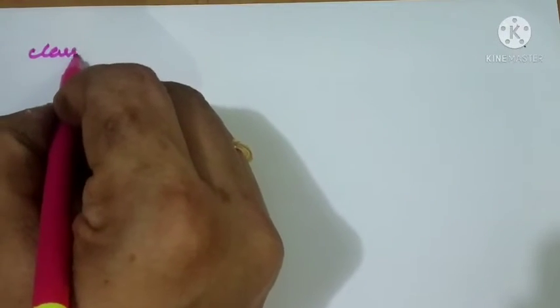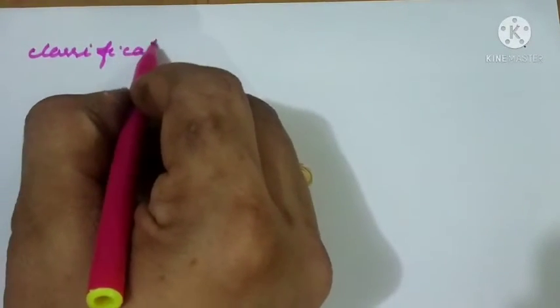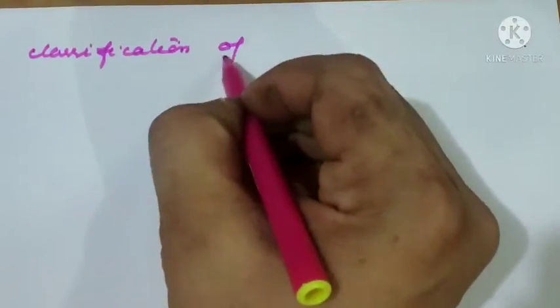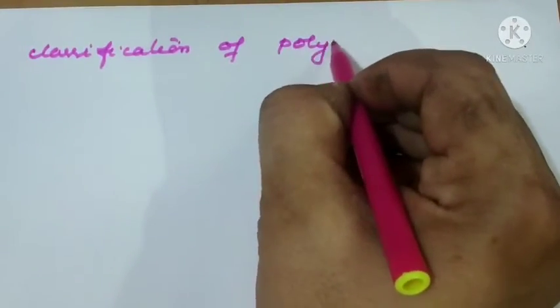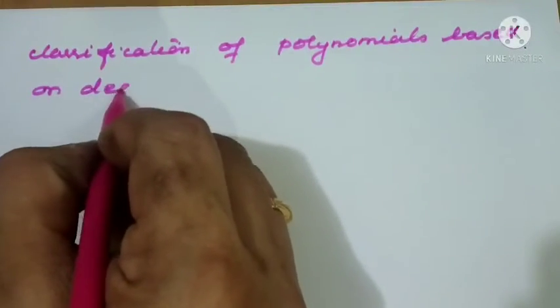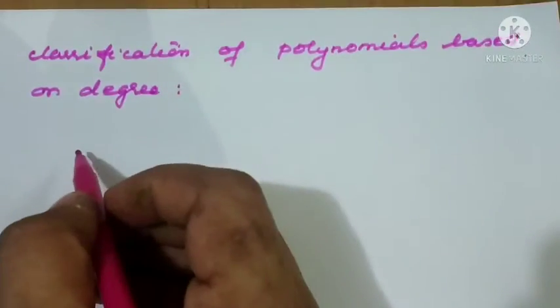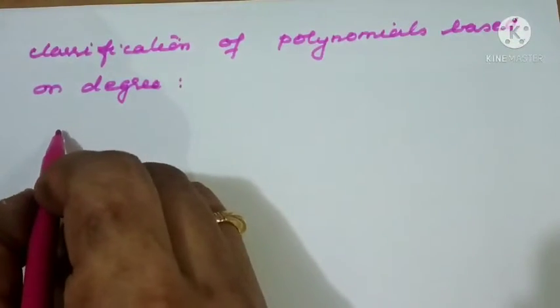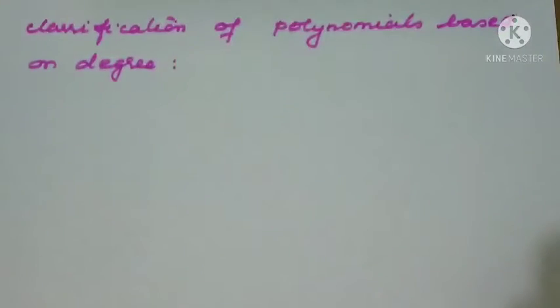Based on the degree we can classify the polynomials. So classification of the polynomial based on degree. What is the next heading? We have written that classification of the polynomial is based on the degree only. Now the classification we can take.